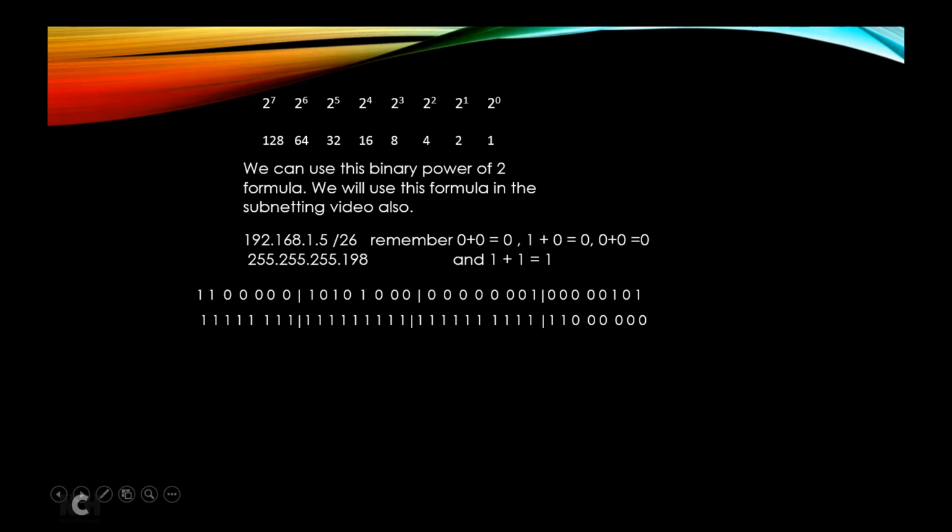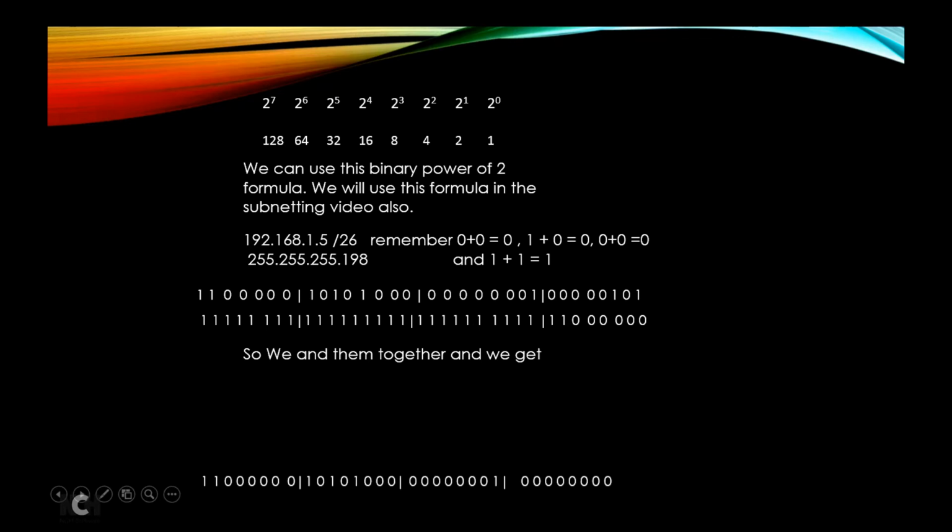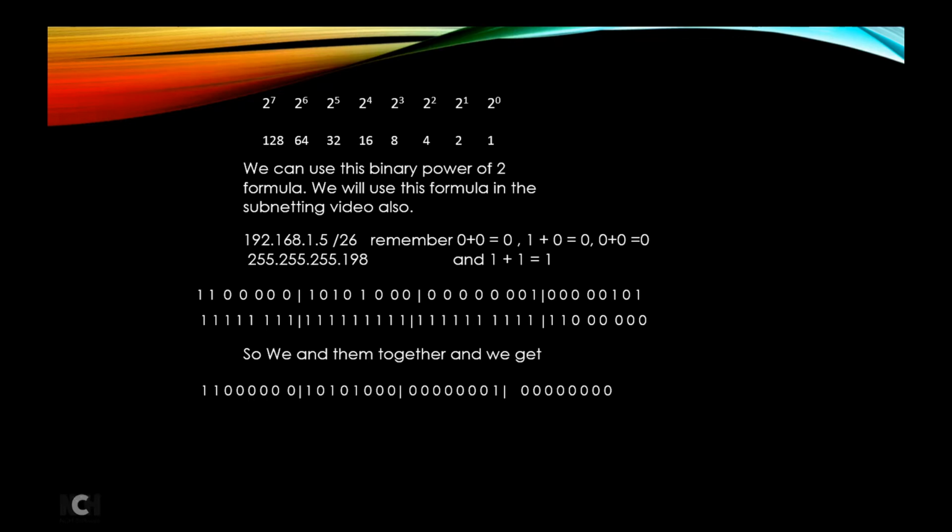Then we do 255, 255, 255, and 198. So then we AND them together, and we get this. And when we turn that back into a dotted decimal, we get 192.168.1.0. So that's our subnet network ID of 192.168.1.0.